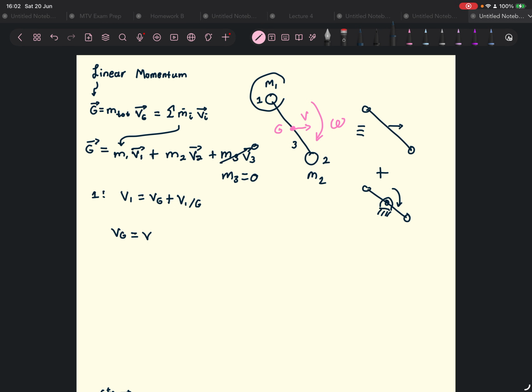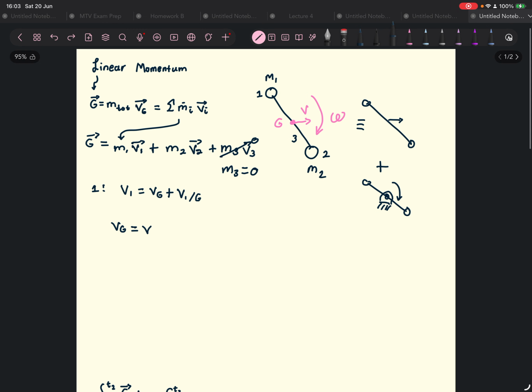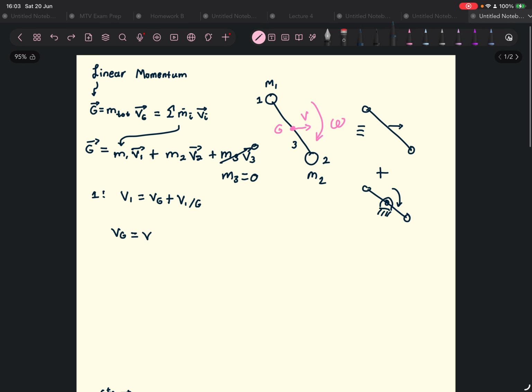So particle 1 over here, particle 1 is going to have this velocity, because remember, everything is connected. So particle 1 has to move with the same velocity as G, but it's also rotating around G. So it's going to have some rotational component, right? But at the same time, it's moving with G. I hope that kind of makes sense. Okay, so we've established that Vg is equal to V.